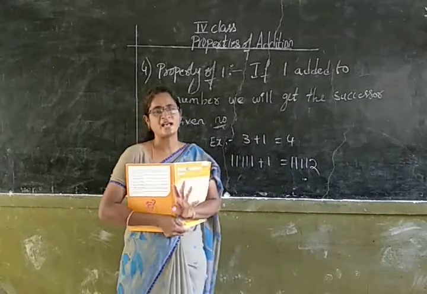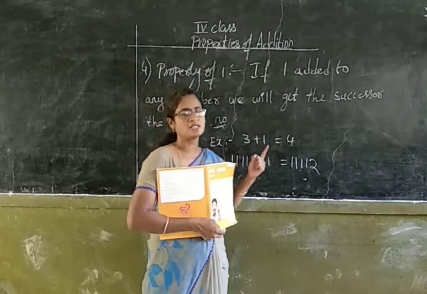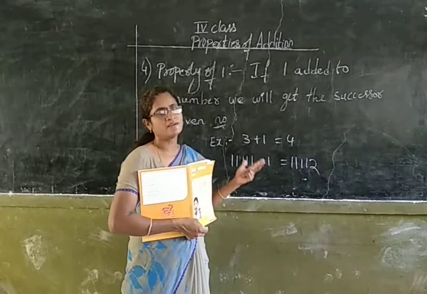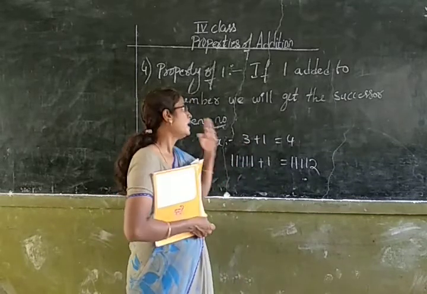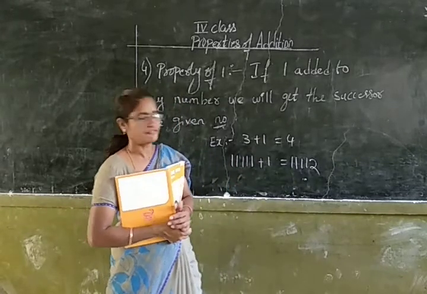So addition has 4 properties. One is the commutative property, second is the associative property, third is additive identity, and fourth is the property of 1. So these are the properties of addition.